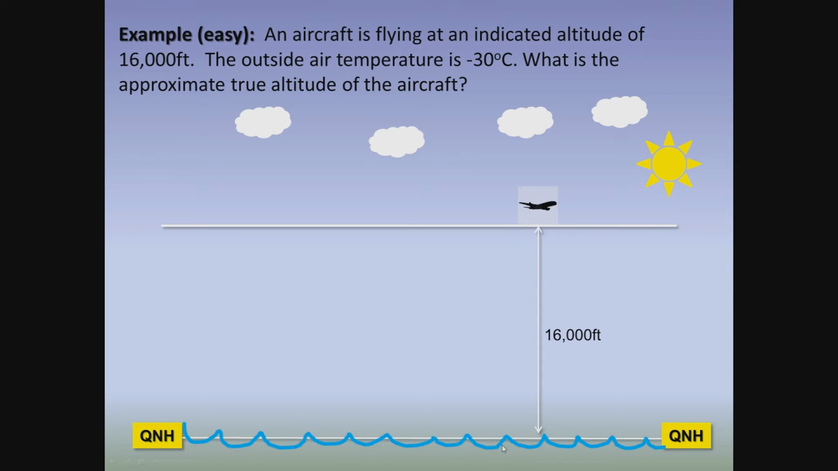And although it doesn't tell me what the QNH is, it doesn't matter because it tells me that I've got an altitude and it tells me that I'm 16,000 feet. Altitude means sea level, 16,000 feet above sea level. That's what it means. Now the temperature is minus 30. How is that any use to us?